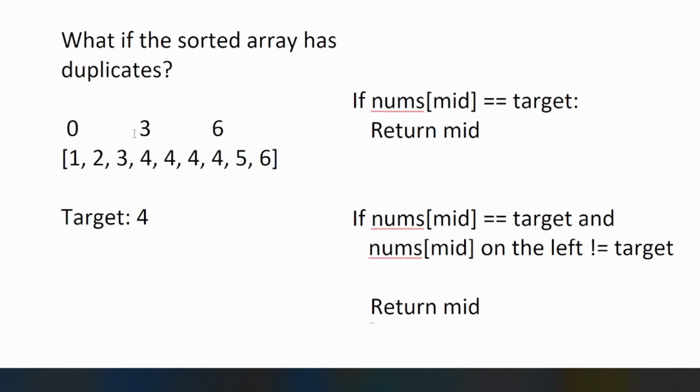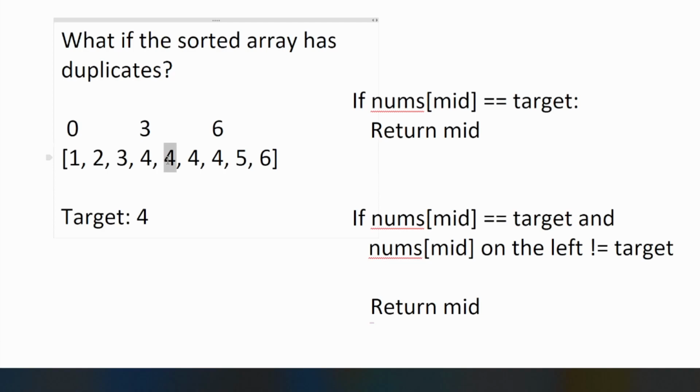Say we want to find the left bound, or the minimum index, of the target number, right? Instead of immediately returning when the number equals the target, we will say that if the number equals the target and the number next to it is not the target, then we return the middle index. This works because, like, imagine you landed here, right?